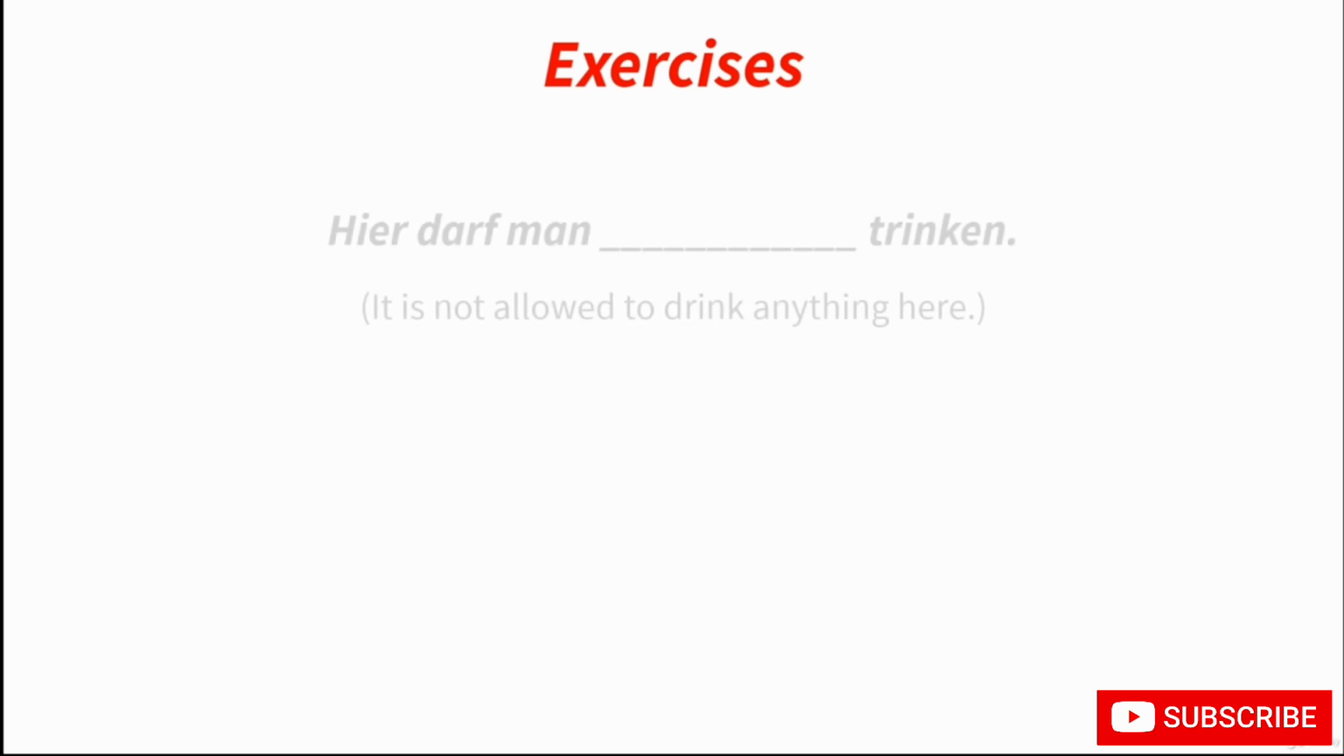Another exercise. Hier darf man trinken. It is not allowed to drink anything here. What do you think is the answer? Nicht or nichts? Let's check it out. The answer must be nichts. Why? Because the meaning includes not anything, which means nichts in German.